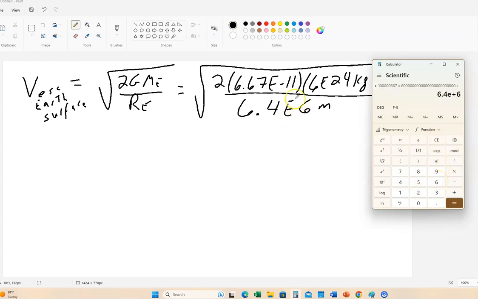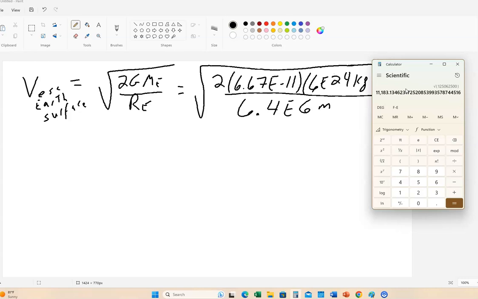All right, so remember, this is everything underneath the square root. So that's the answer, and then we take the square root of that answer. The square root turns out to be, let's write this down, 11,183. We're going to round it to one place past the decimal, and we're going to convert it to kilometers per second, because that's the typical value that we'll use.